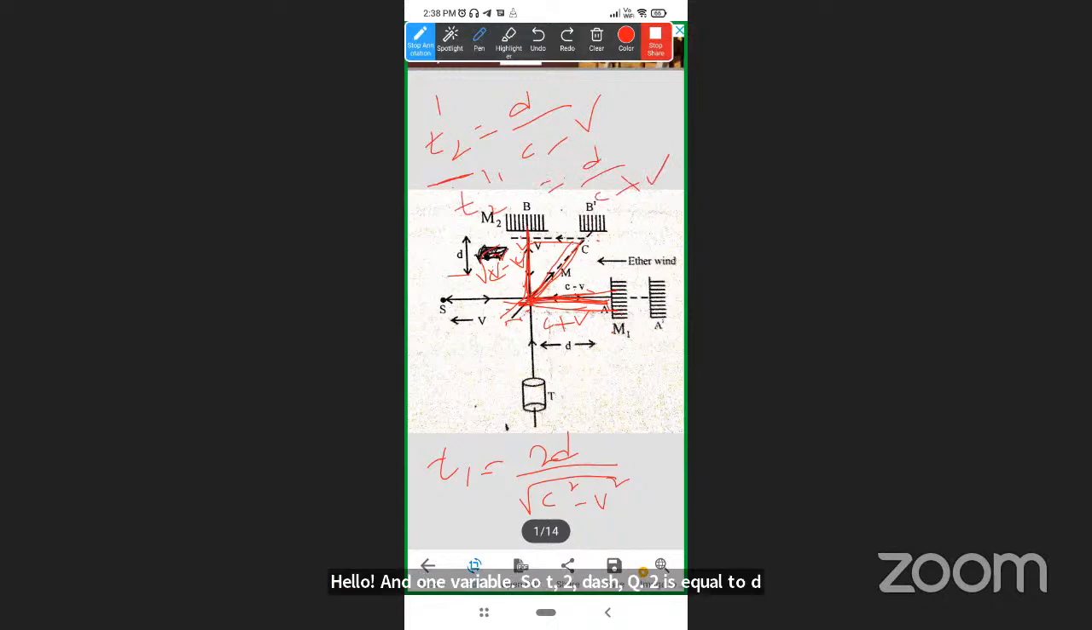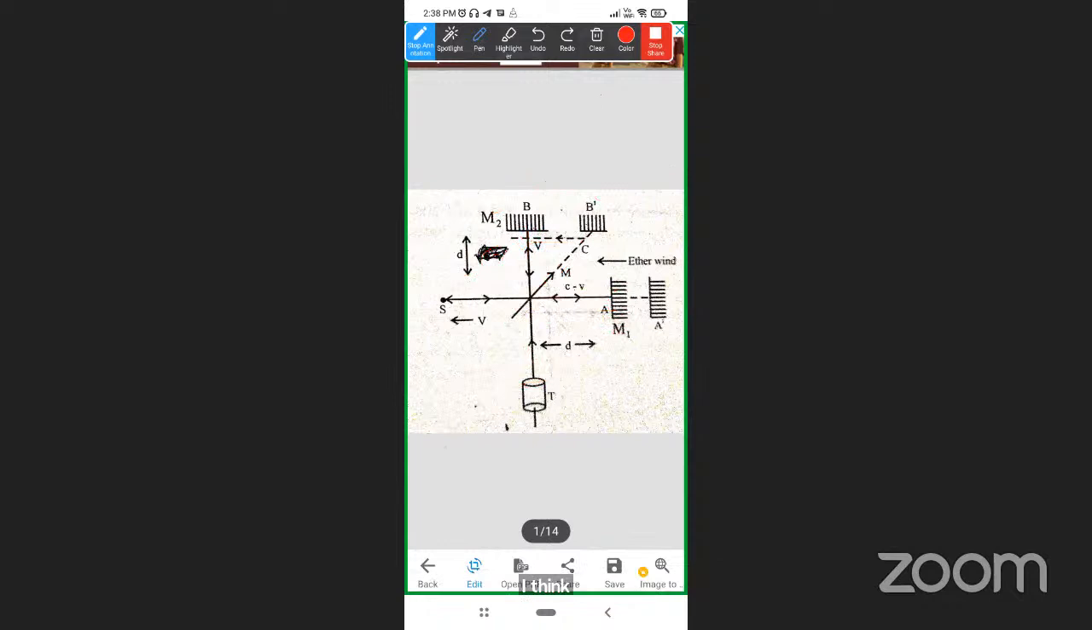So the total time taken by the transmitted light is T2 equal to T2 dash plus T2 double dash. After simplification we get the T2 value. So these two are the time difference between the reflected light and the transmitted light reaching glass plate M, that is, the phase difference between the two times T1 and T2. This derivation part I can explain.